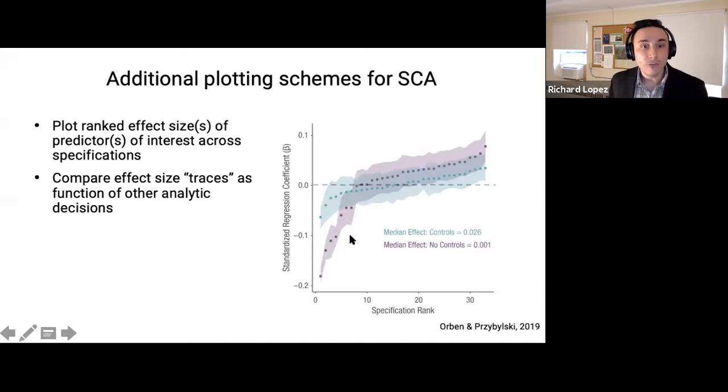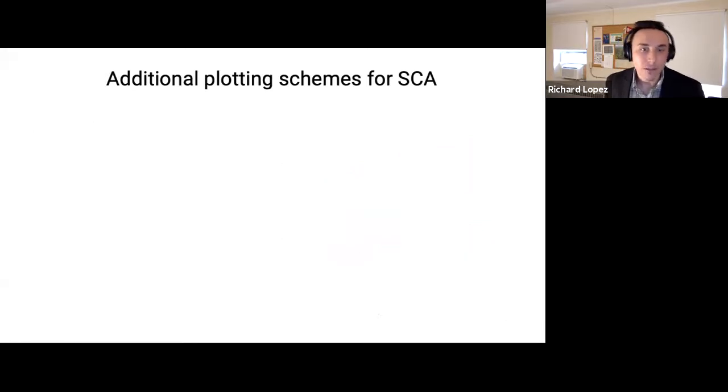So you can see here, they've ranked the specifications based on the standardized regression coefficient, and they have two traces. They have one trace where they didn't control for any other variables, and they have another trace where they did control for variables. So you can visualize the effect across modeling space. And this is important if you really want to highlight one particular effect of interest, or maybe multiple effects of interest. But again, you're able to add these other factors into the plot to say, okay, we're interested in a particular effect, but we want to see how these other analytic decisions might impact that. So that's one way to do it.